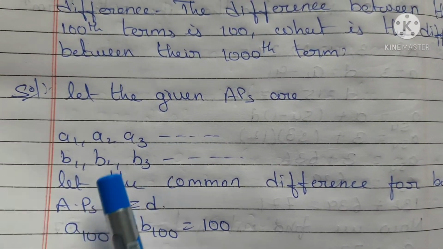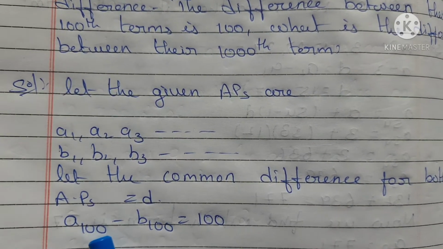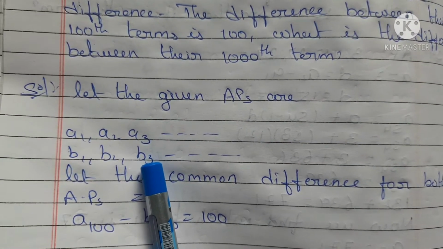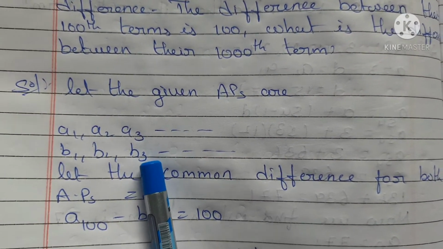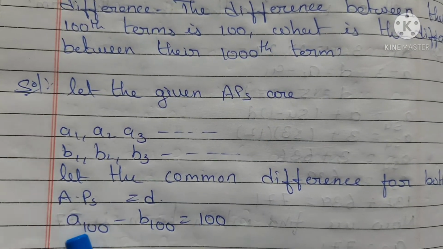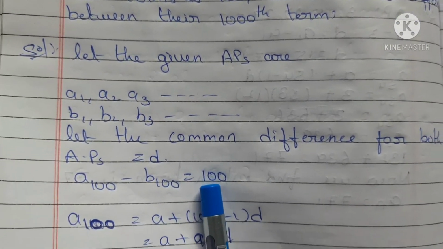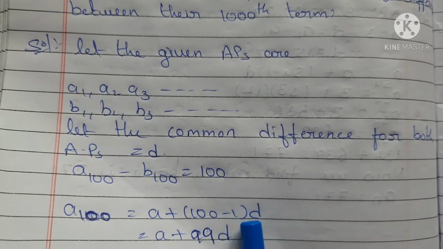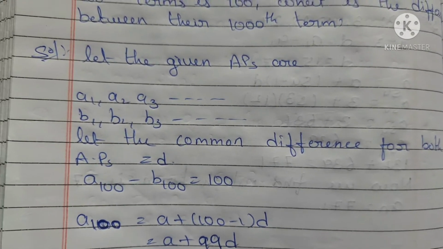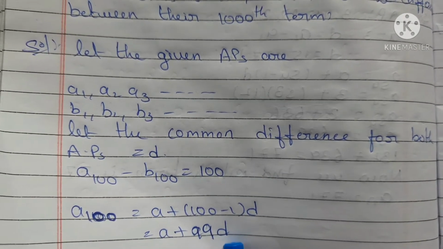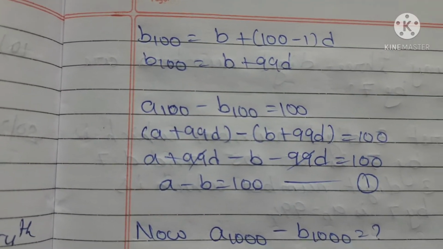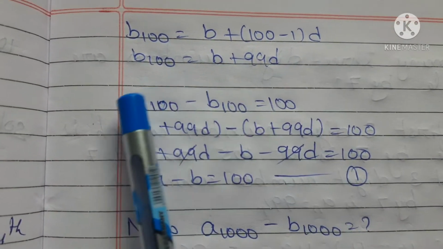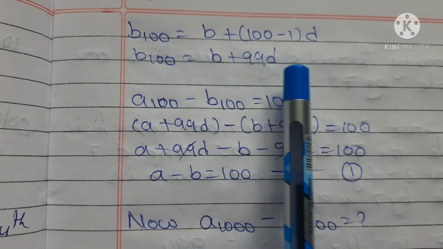That means A100 minus B100 is equal to 100, since they are saying difference. Now A100 is equal to A plus 100 minus 1 into D, that is A plus 99D. Now B100 is equal to B plus 100 minus 1 into D, so B100 is equal to B plus 99D.